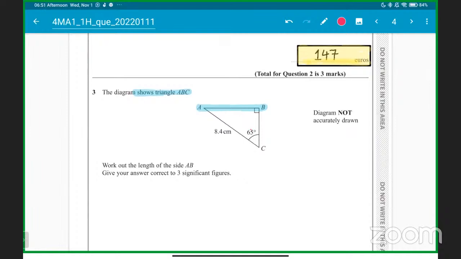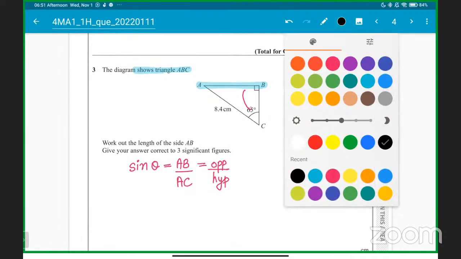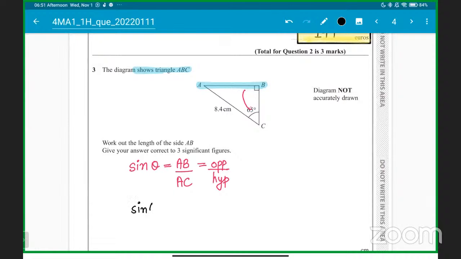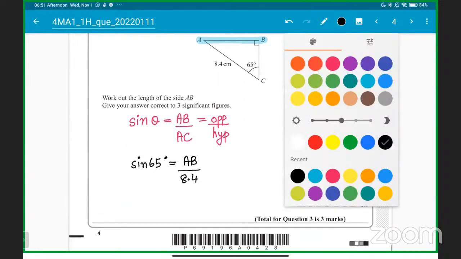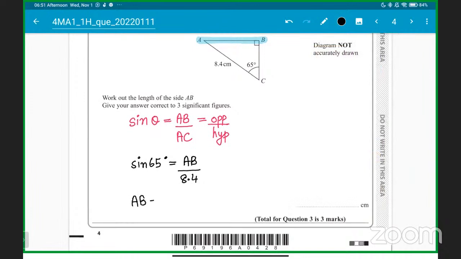So it will be simple that opposite over hypotenuse is sine. So you're going to say that sine theta is equals to opposite, that is AB, over hypotenuse, that is basically AC. Just plug in the value. So it will be sine 65 degrees is equals to AB divided by 8.4. And here we go. The answer comes as AB is equals to 8.4 times sine 65.